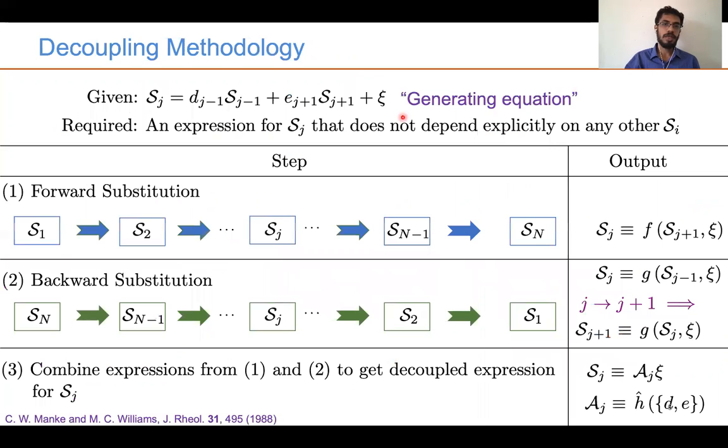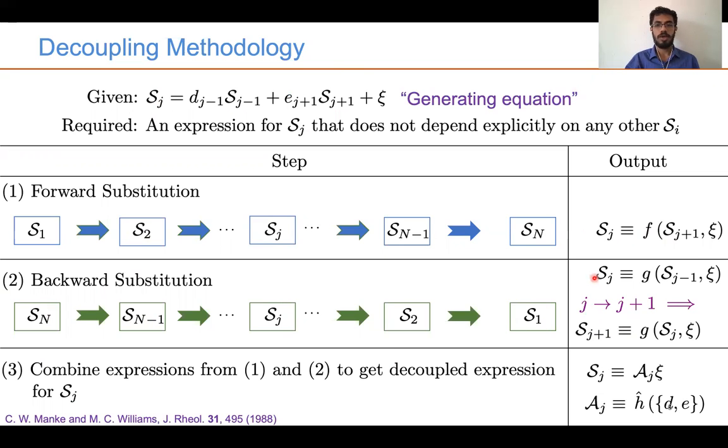The question of removing the coupling of velocities has been taken up in great detail by Manke and Williams, who have provided a general three-step procedure for obtaining a decoupled expression for a scalar S_j that depends on S_(j-1) and S_(j+1). As the first step of the procedure, expressions for S_1 are substituted into S_2 and so on till the end of the sequence. This removes all backward coupling and gives an expression for S_j that depends only on S_(j+1). Similarly, in the backward substitution process, expressions for S_n are substituted into S_(n-1) and so on till the end of the sequence.